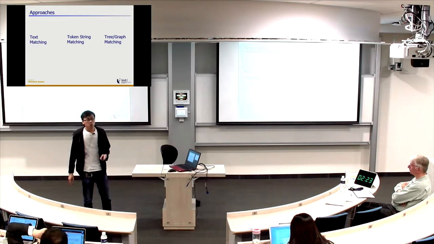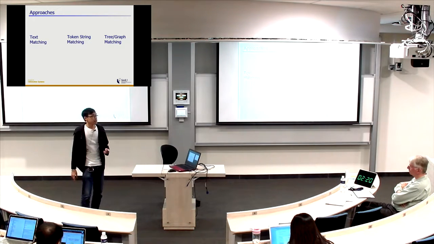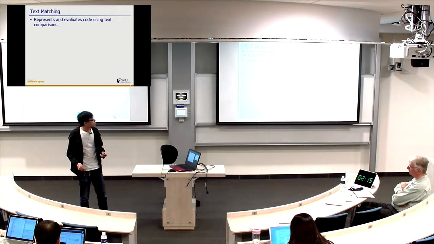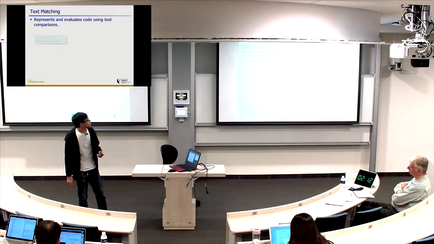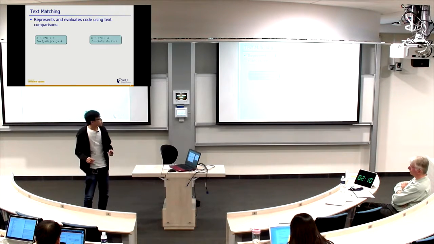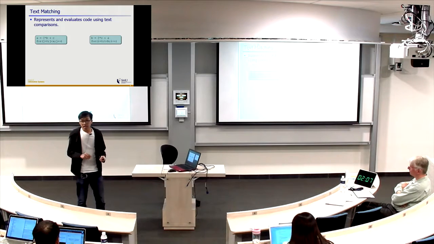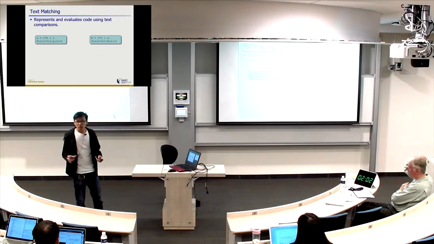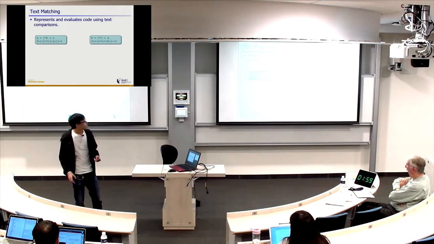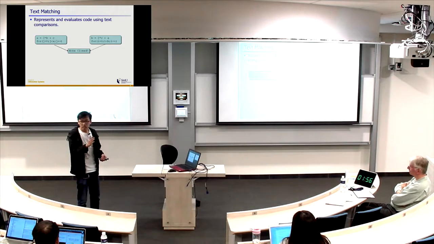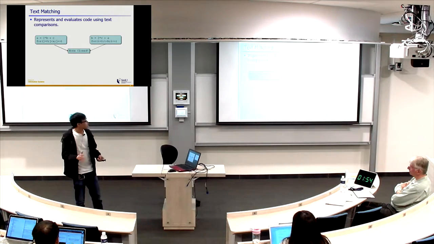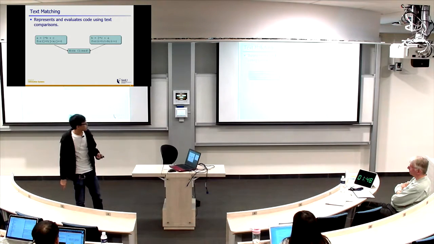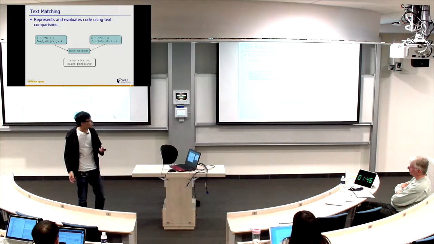So there are three approaches. I will go with the first one, which is text matching. In text matching, we represent and evaluate code using text comparison. For example, we have these two examples. In the first one, the variables are A, B, C, and in the second one they are B, C, A. So they seem very similar, but the variables are different. If we use text string matching, matching exactly word by word, we get the result non-clone. But it's supposed to be a clone. So this approach will give a high risk of false positives.